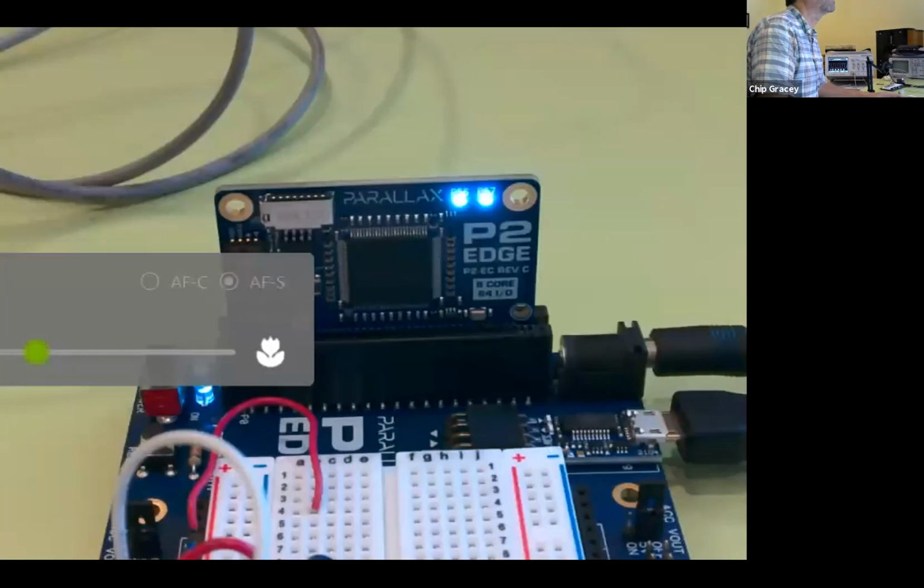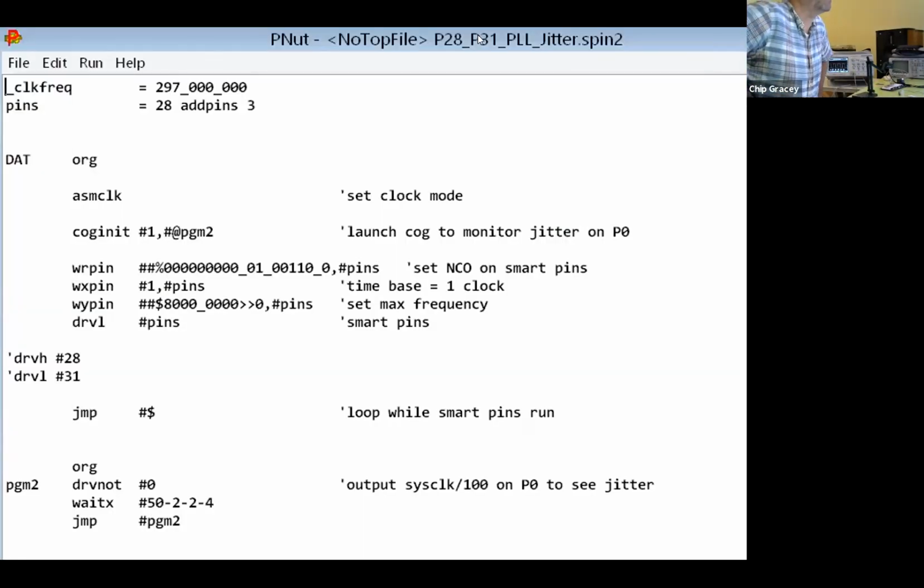Okay. So this little program right here wiggles pins 28 to 31 as fast as it can, which would normally cause a lot of disturbance. And we can observe on P0 the net effect of the jitter. So let me connect this really quick. We run this program.